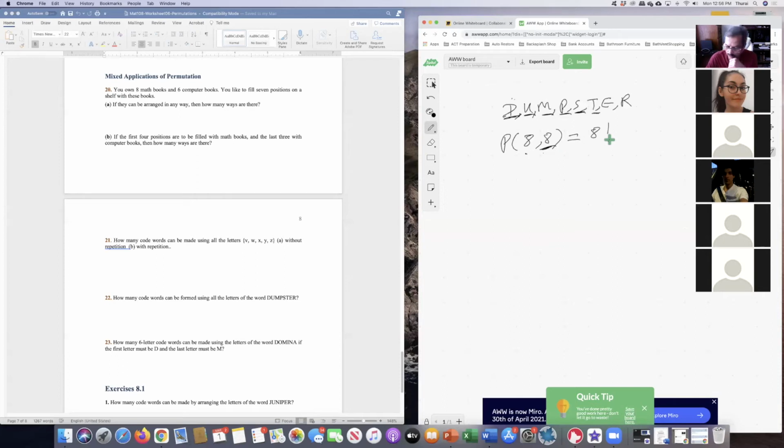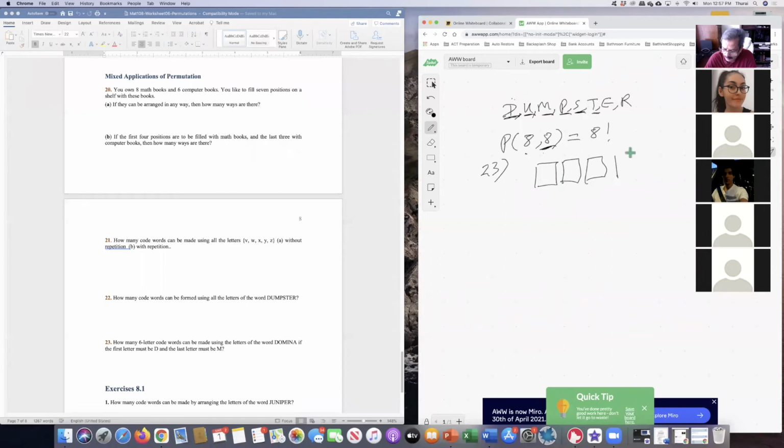Going down to 23, it says how many 6-letter code words can be made using the letters of the word domina if the first letter must be D and the last letter must be M. If they give you some extra restriction like that, then most of the time it's the box method. The box method is the best way to think about how to do it. You are rearranging all 6 letters to get code words. There are 6 letters in the word, and you're rearranging all 6 of them. So there are 6 boxes. You can think in terms of that.